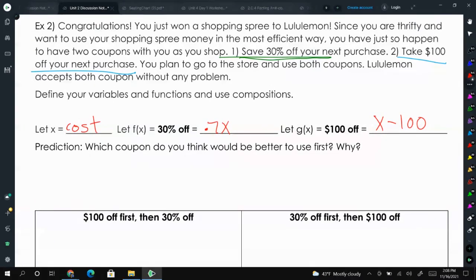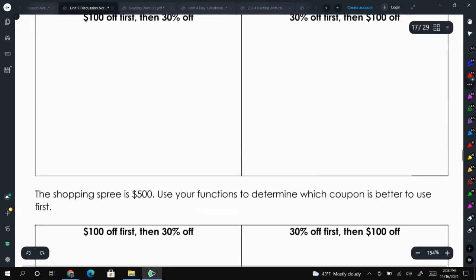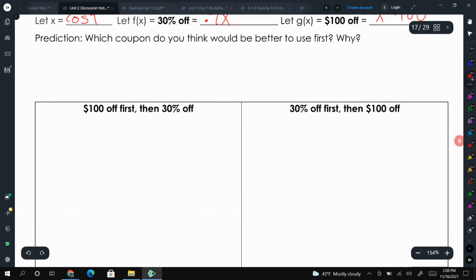So we're going to do the math and see which one is better. Before we do so, just write down a quick prediction on which one you will think will be better. So down here, we're going to do the algebra view, and then we're going to do a real-life example down here.